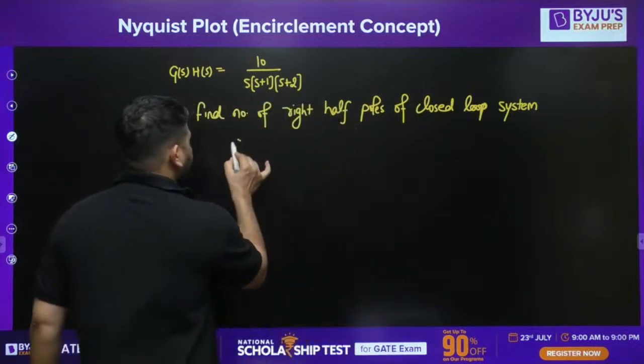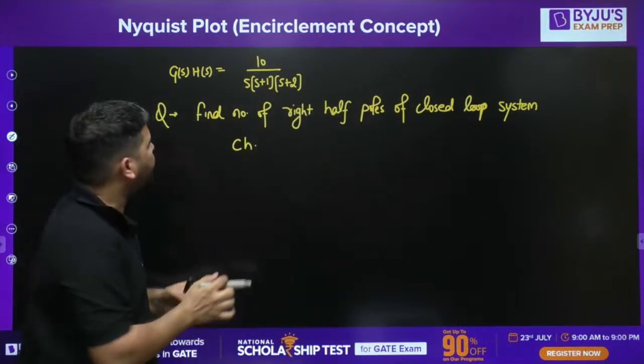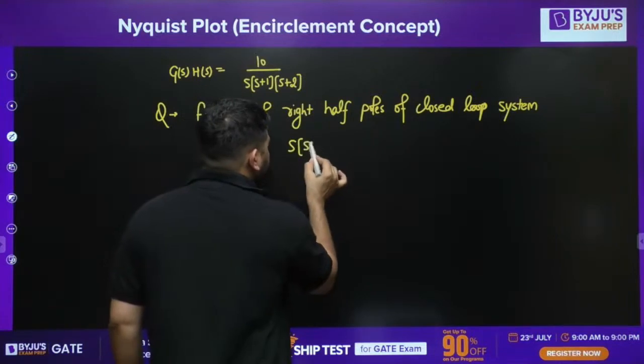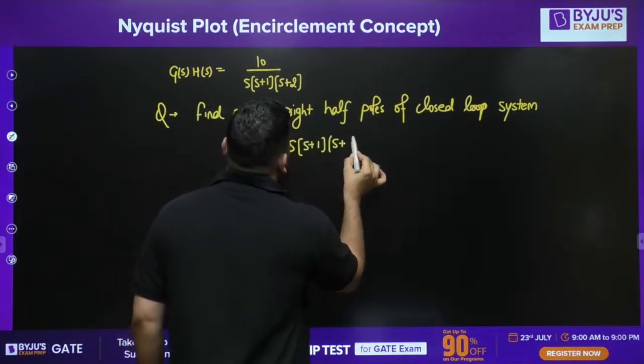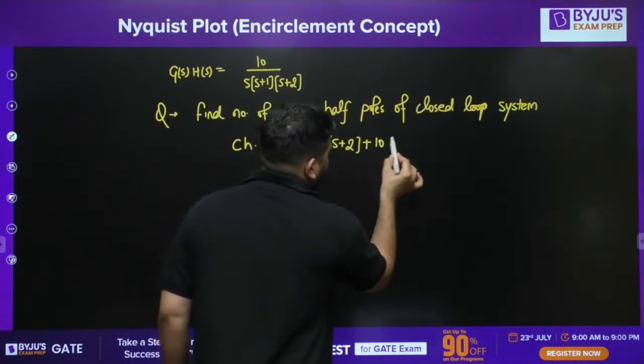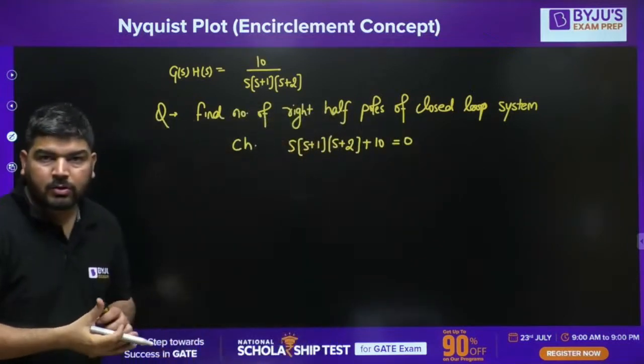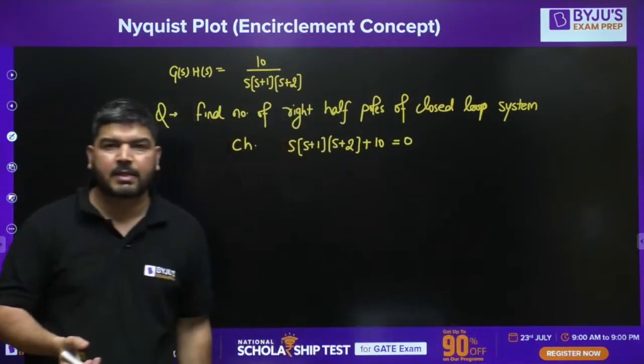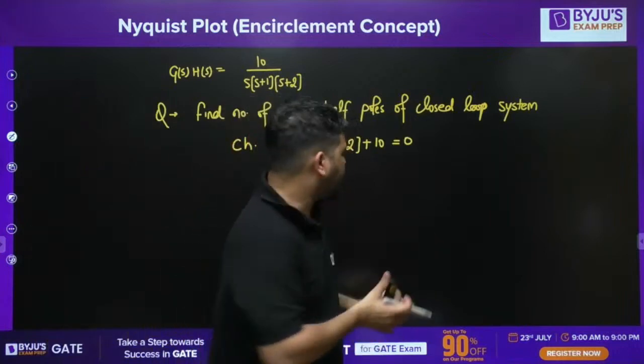So the characteristic equation will be, so there is no need for Nyquist. The characteristic equation will be s into (s plus 1) into (s plus 2) plus 10. This is my characteristic equation. You can apply Routh and check how many sign changes there are, and you will get the idea. So let's calculate that.